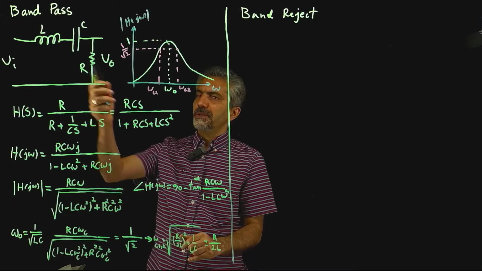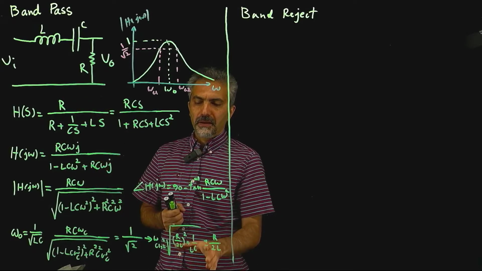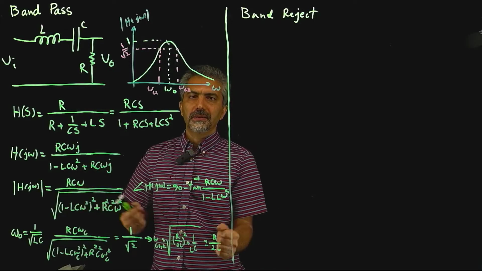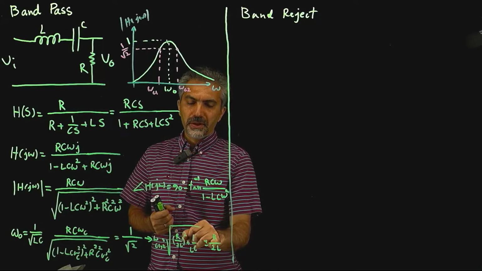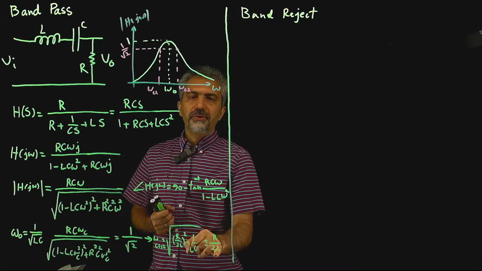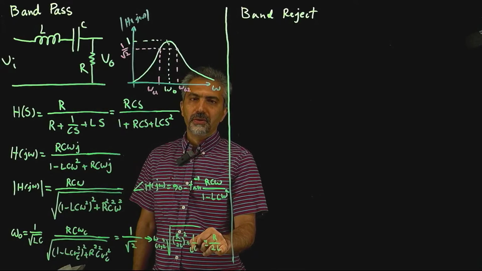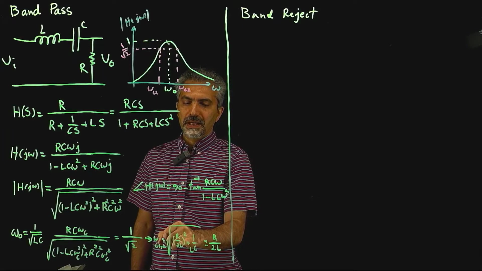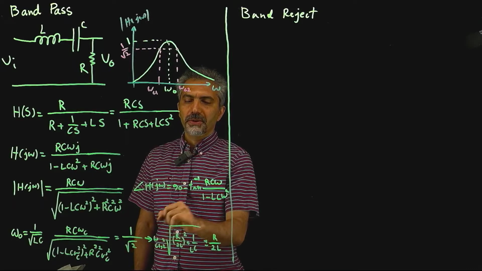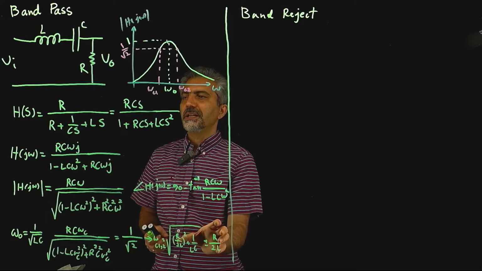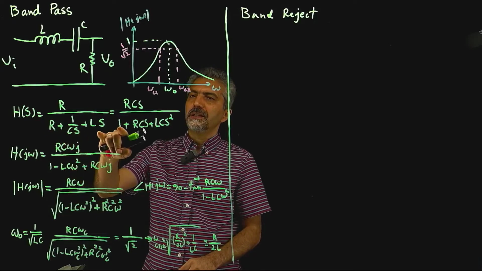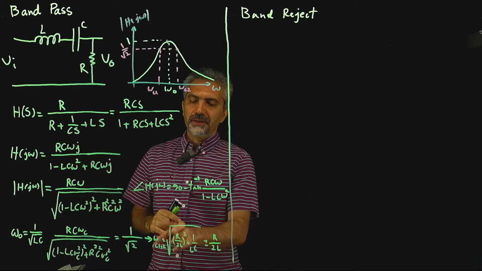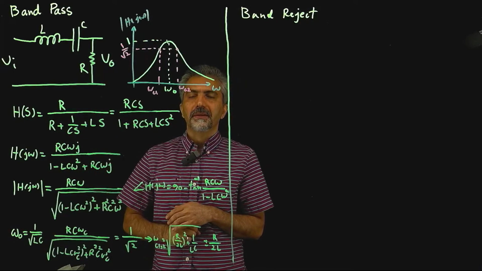When we were solving the same circuit, back when we were discussing second order circuits, R over 2L is your alpha, the damping factor, and this is alpha to the power of 2 plus omega 0 to the power of 2. So if you find the zeros or poles of this function, they're going to give you pretty much the same thing, right?